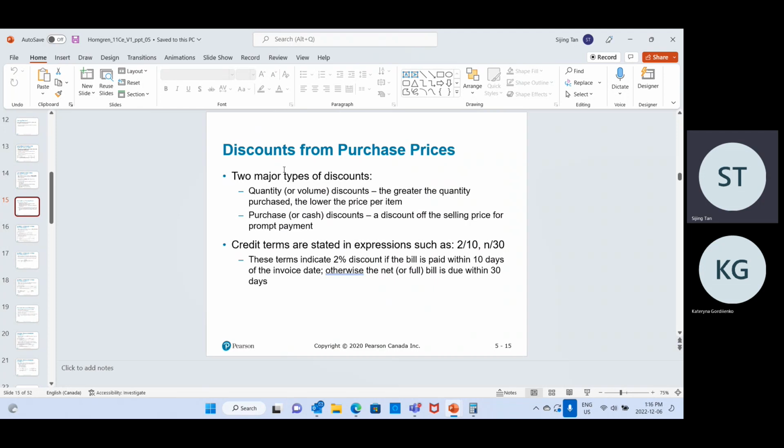Now, an invoice contains terms of payment that may include a purchase discount and the date by which the invoice must be paid. So normally we see something like 2/10, n/30. That means 2% discount if the bill is paid within 10 days of the invoice date, of course, or you have to pay the full bill, which is due within 30 days. If you pay after 30 days, you get a penalty on that. Most companies have the penalty and also the terms. So what do the terms mean?